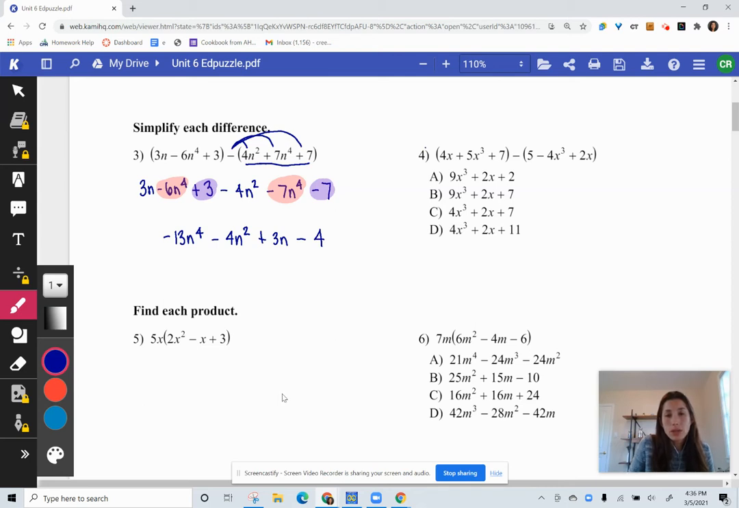So you are going to answer question 4. You're first going to rewrite it without parentheses by distributing the negative, which changes the sign of everything, and then combine like terms.